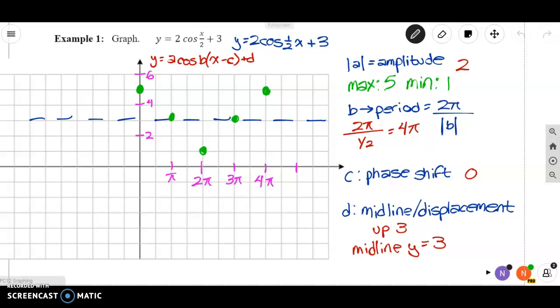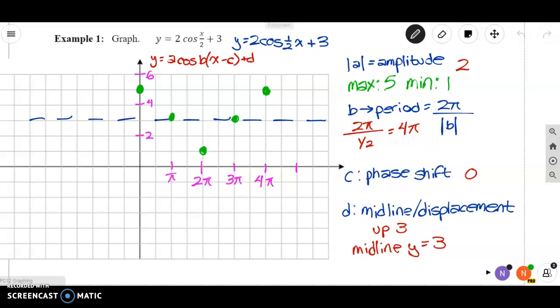So I've taken into account my vertical displacement through the midline. I don't have a horizontal displacement or a phase shift to worry about. I've taken into account my amplitude. There's no reflection. And I've taken into account the period. So everything is taken care of. All I need to do is sketch in my nice curved line.